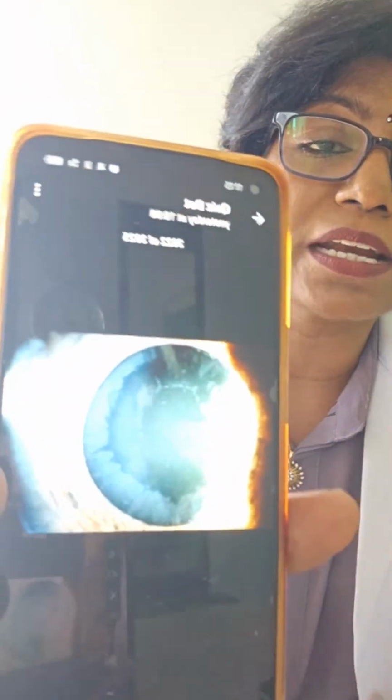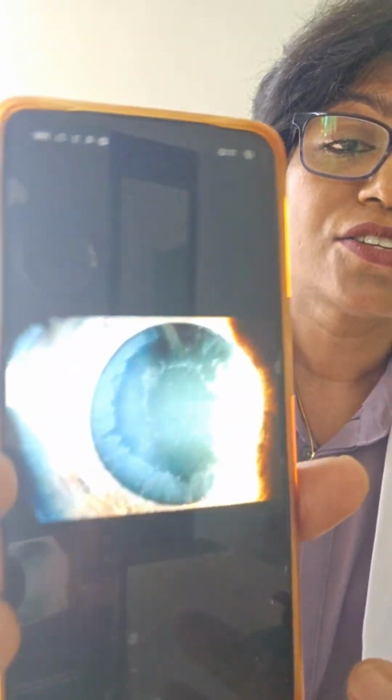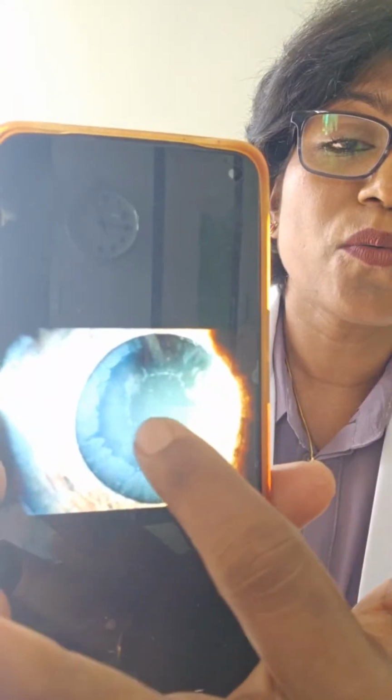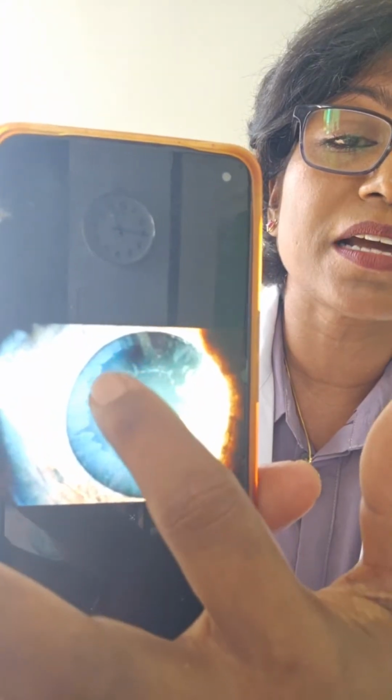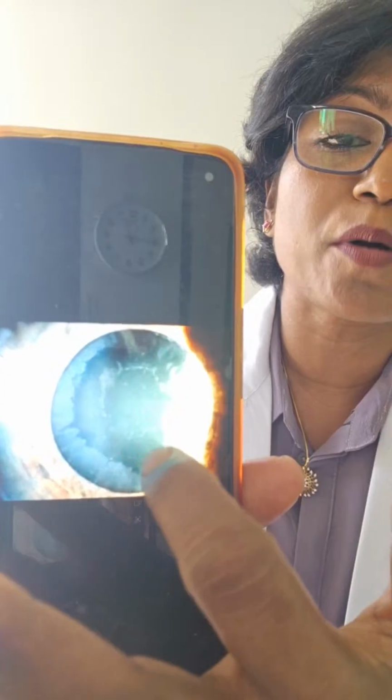Now this image, guys, is very important. I've already discussed it once previously. So you can see the target sign where you can see the deposits on the anterior lens capsule. Yes, a central deposit, a little bit of clearing, and again a deposit. So this is very, very typical of pseudoexfoliation. And pseudoexfoliation is the most common cause of secondary open angle glaucoma. It's a very easy question because we've discussed it so many times.